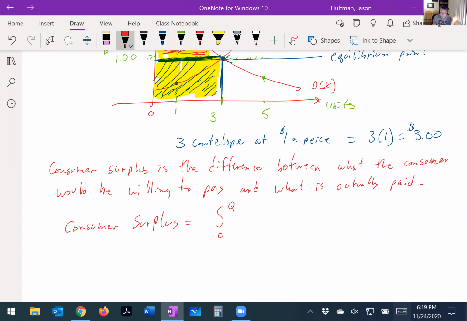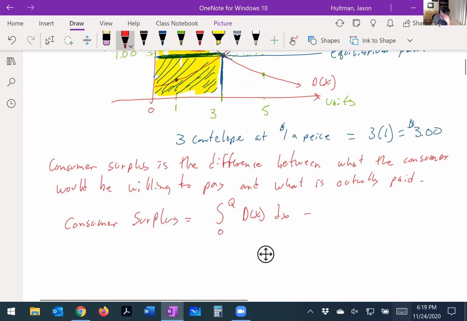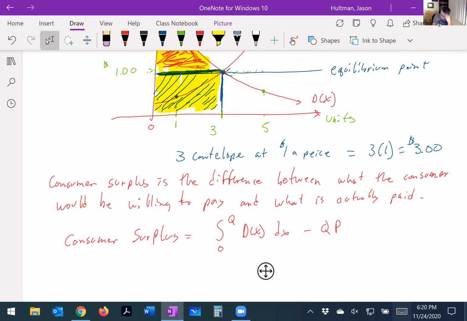The integral of d of x dx minus Q, quantity demanded, times P, which is the price. The quantity times the price, maybe I'll put that in blue to color code it, minus the blue, which is Q times P. That's the rectangle.